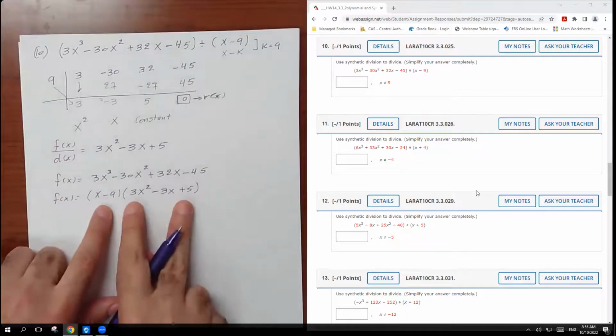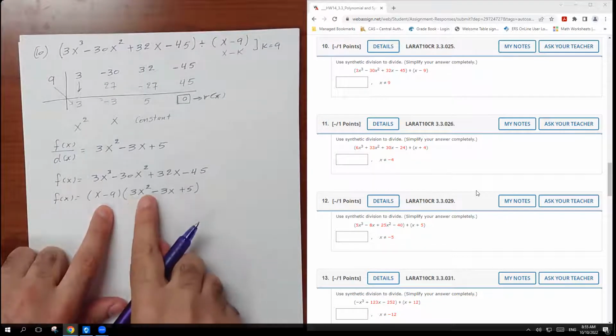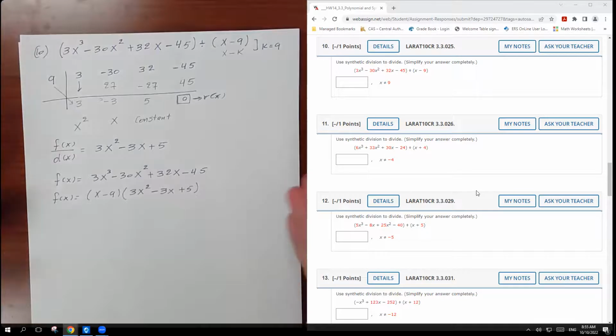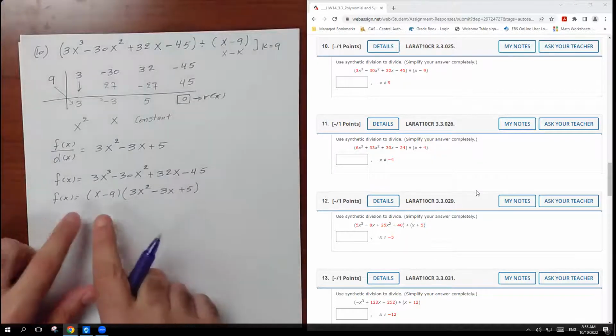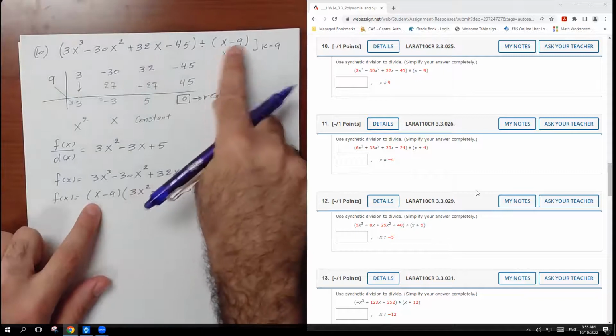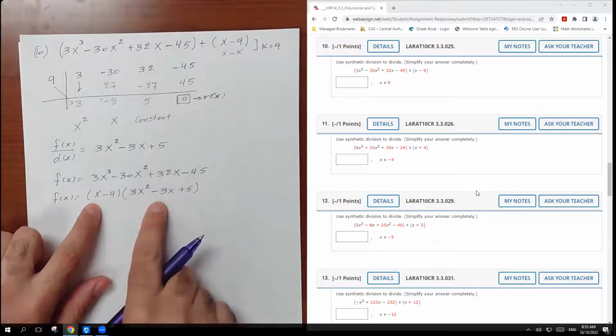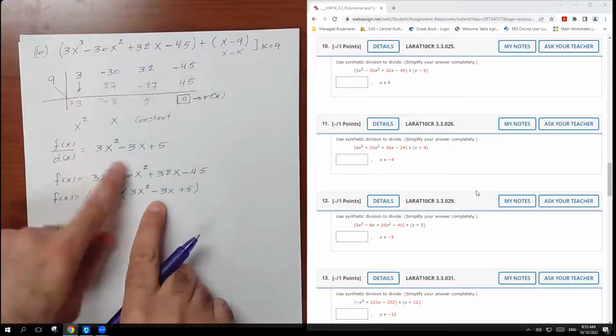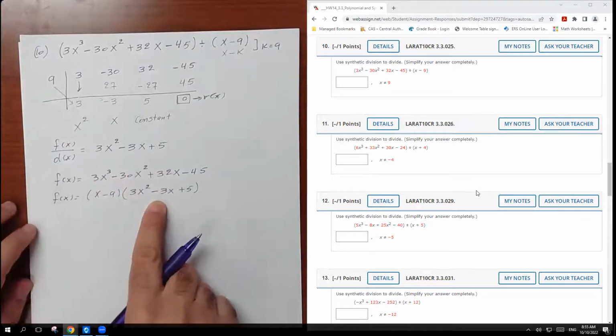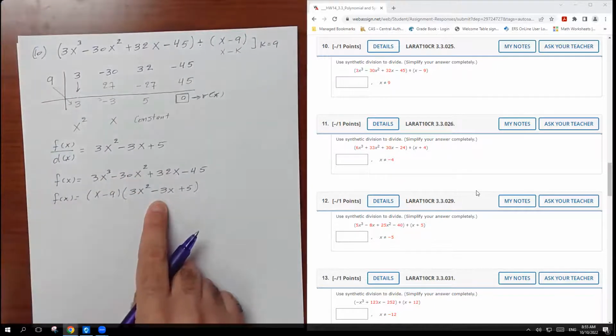So now this one is easier to factor because it's a quadratic. That's why we're going to use this method a lot to factor any polynomial with degree 3, 4, 5, 6. Because if you multiply the factor x minus 9 times here, you're going to go back to the original polynomial, which is f of x. So this is the method how to factor polynomial.